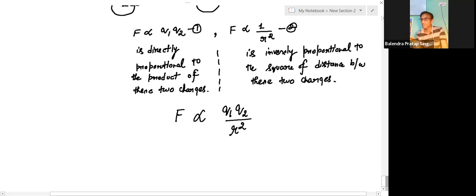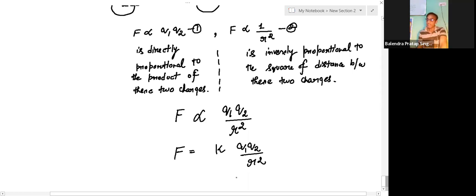If anyone has any kind of doubt: F, the force which exists between these two charges, if they interact, then a force will exist. This force we call electrostatic force or Coulomb's force, and this force is directly proportional to the product of the magnitude of these two charges, and inversely proportional to the square of the distance between these two charges. So if we combine these two facts, then we can write F is directly proportional to Q1 Q2 by R square. And if I remove the proportionality sign, I get F is equals to K Q1 Q2 by R square.